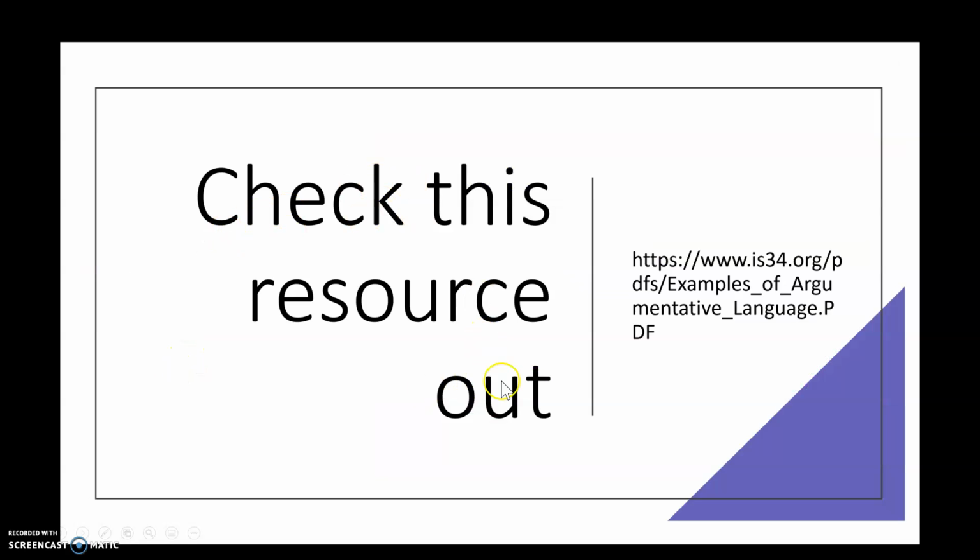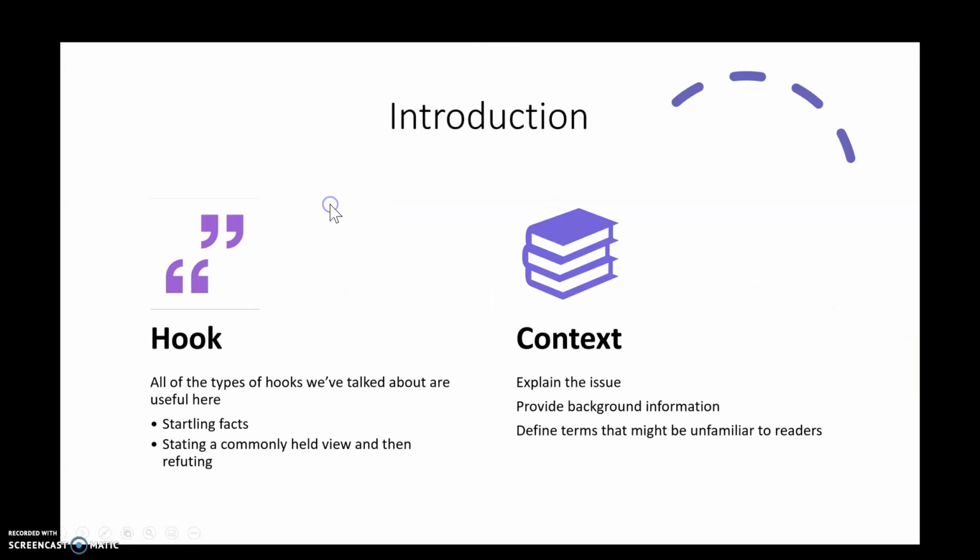You may want to check this resource out that looks at examples of argumentative language and can help you to develop better transitions and stronger argumentative writing. It's worth looking at.